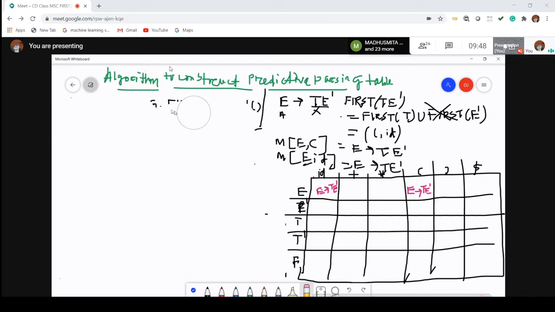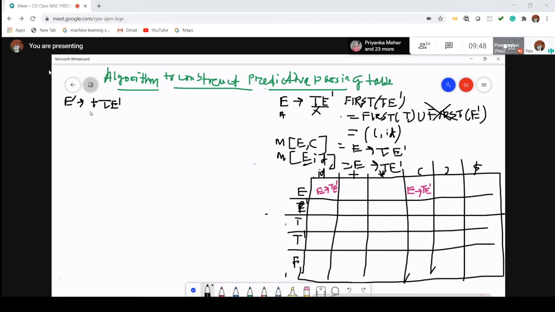Second production: I'll erase those rules, where we construct the predictive parser table for this. My second production is E dash to plus T E dash. This one is my second production.